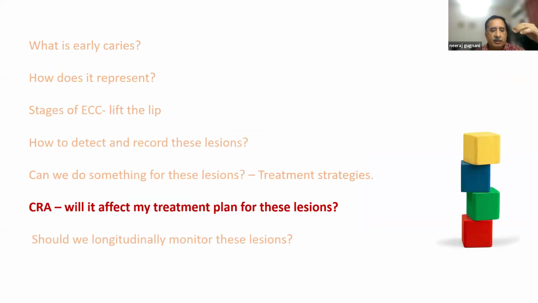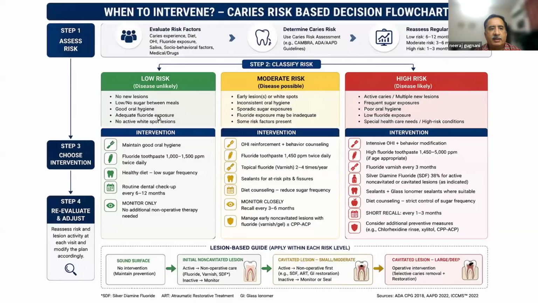Now, caries risk assessment. Will it affect my treatment plan for these lesions? This is very, very important for postgrads to understand. Conventionally, over the years, we have thought, or we just conceptualized, that whenever we see early caries lesions, the treatment is fluoride, the treatment is RI, the treatment is something non-invasive or micro-invasive. No, it's important for us to understand that the treatment is actually based on the caries risk assessment. As you can see in this diagram, see the first steps. First step is assess the risk.